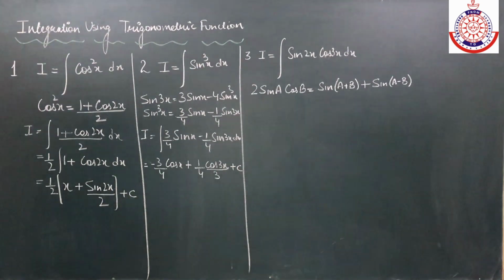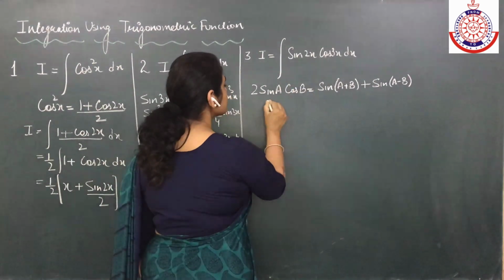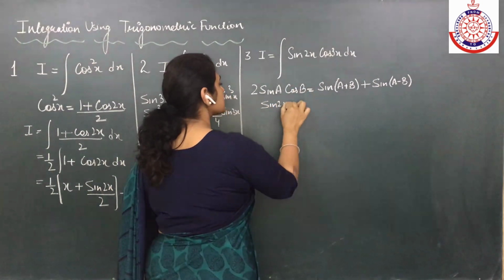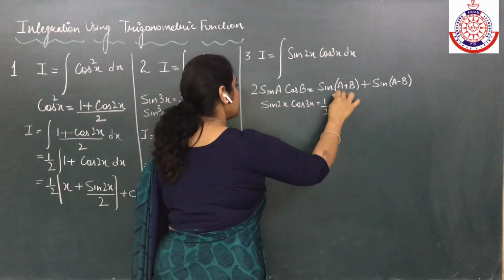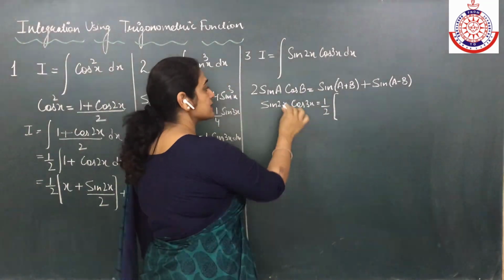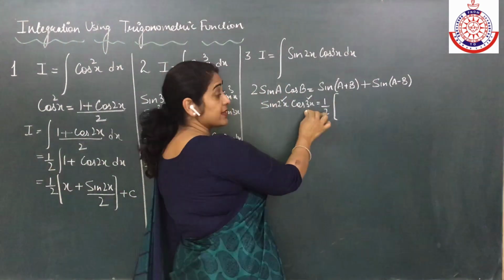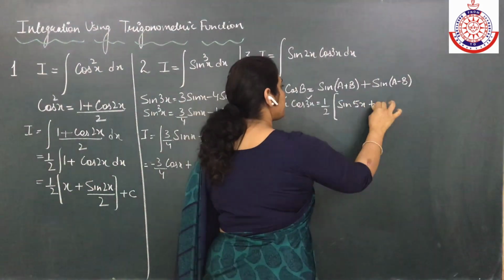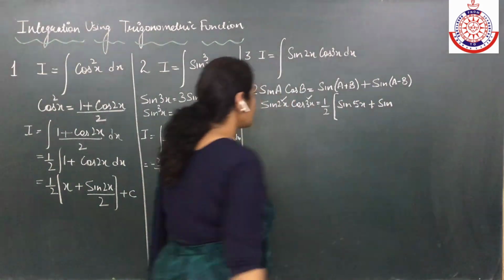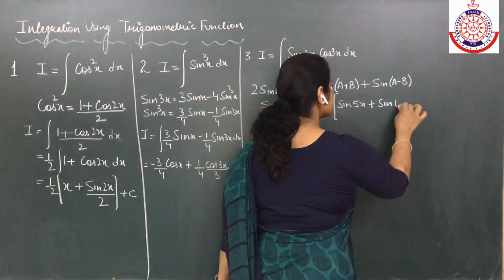I hope everyone remembers. So I don't have a 2 here. If I match with it, it will be sine 2x into cos 3x. I'm bringing this 2 here. It becomes sine A plus B, that is 2x plus 3x, sine 5x, plus sine A minus B, 2x minus 3x, that is minus x.